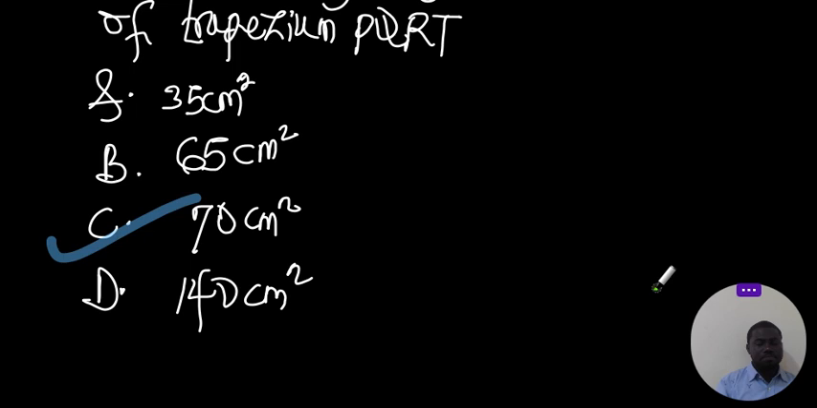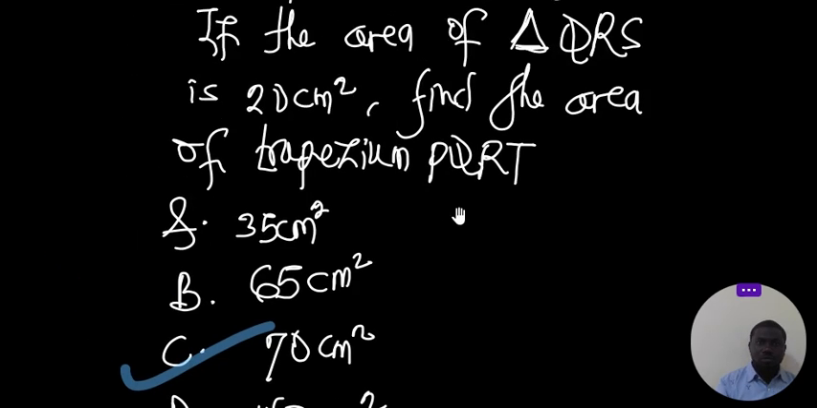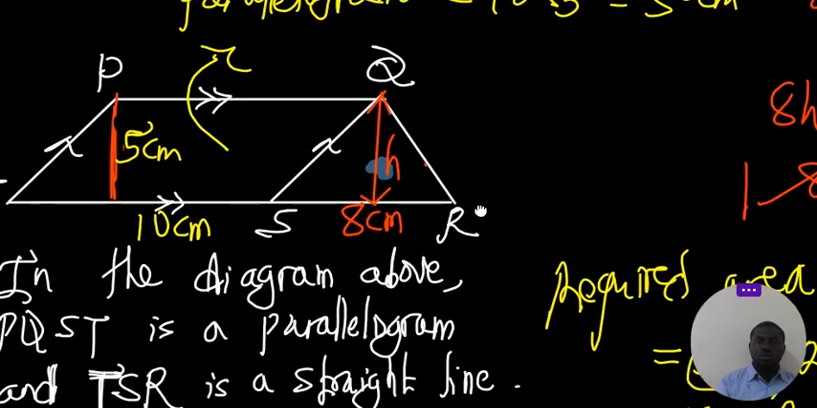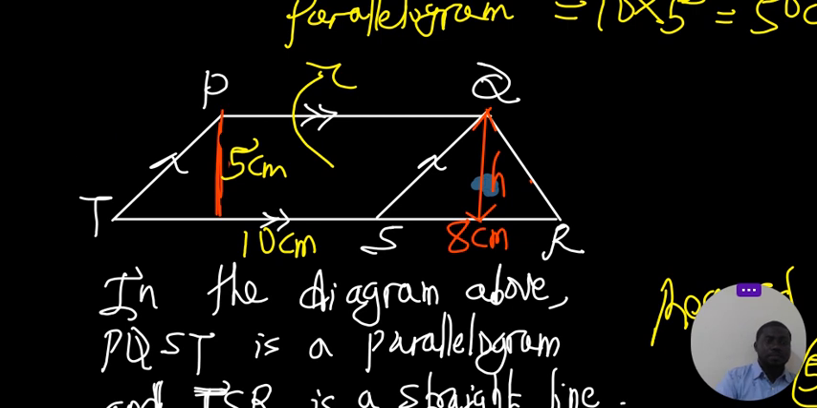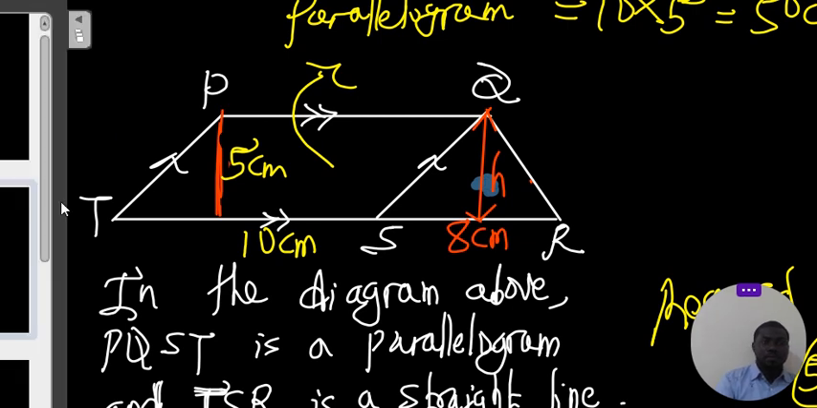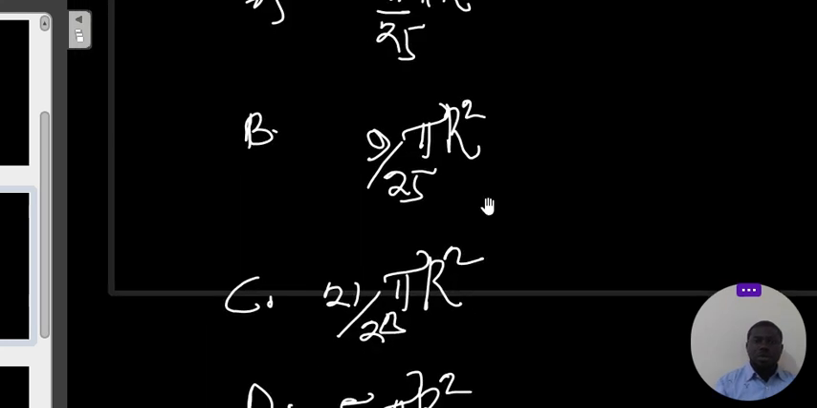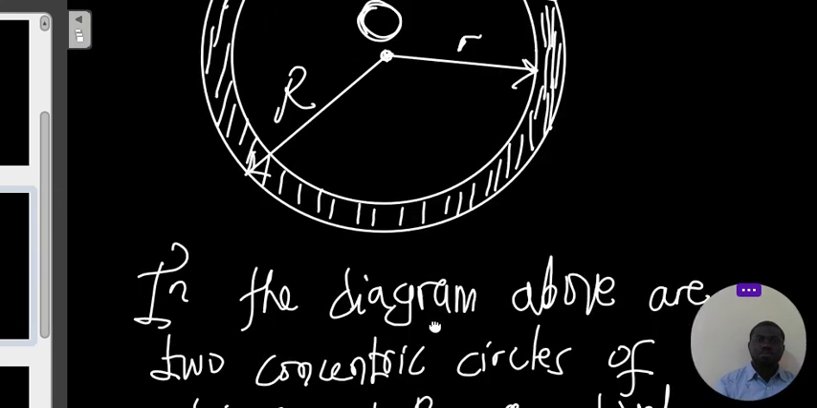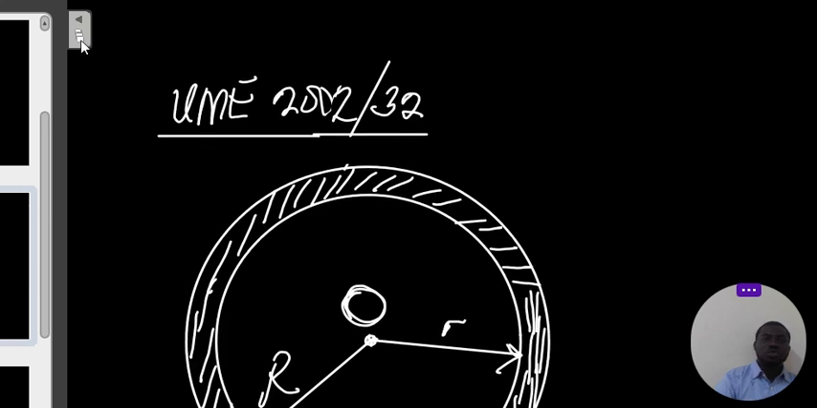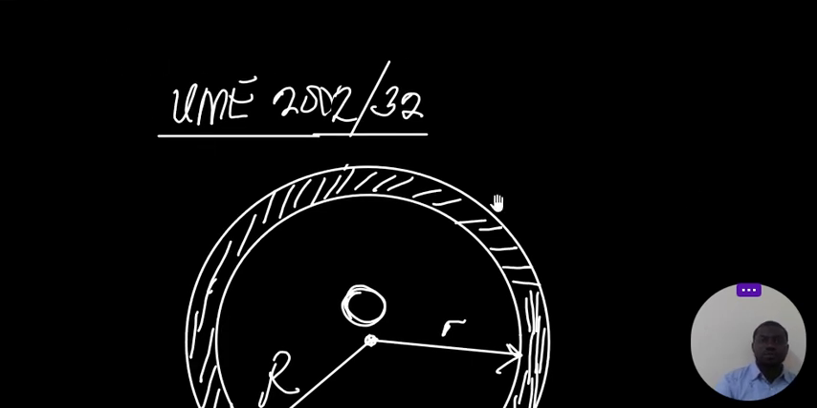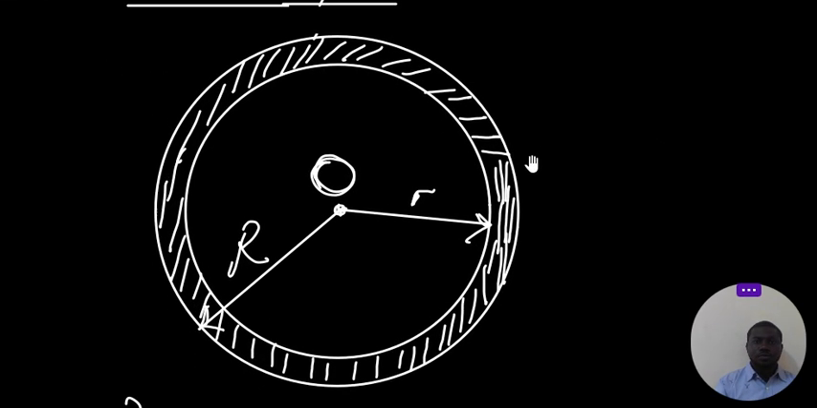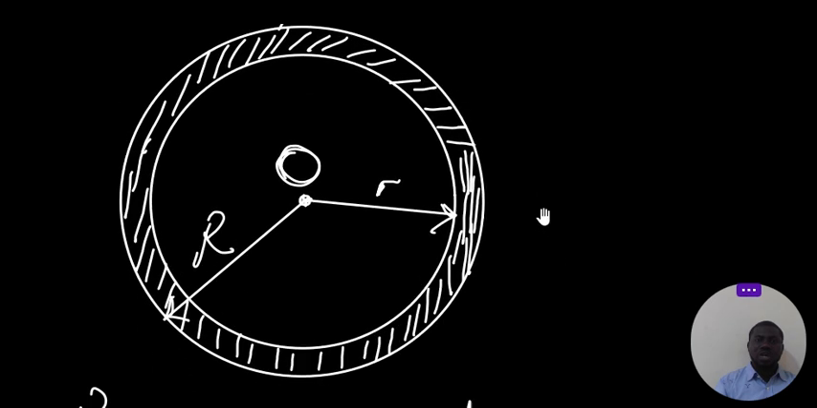Option C. So let's proceed. Let's move to JAMB 2002 question 32. We have a diagram.